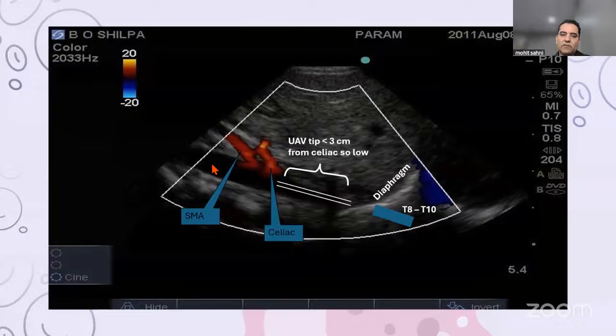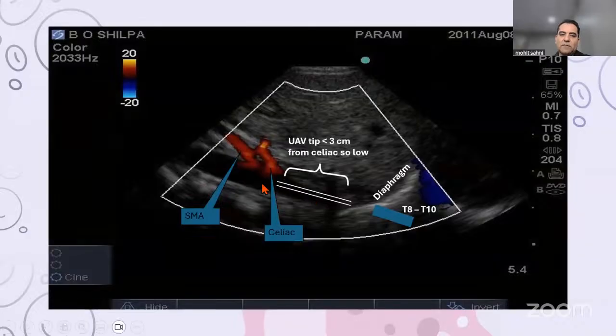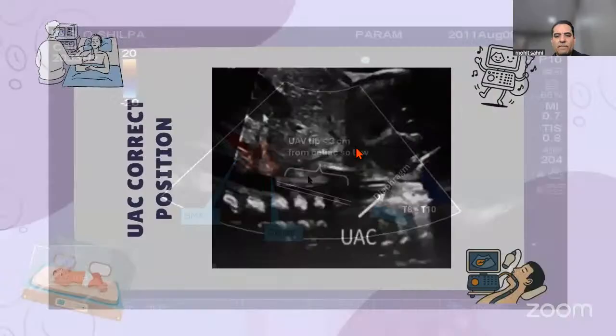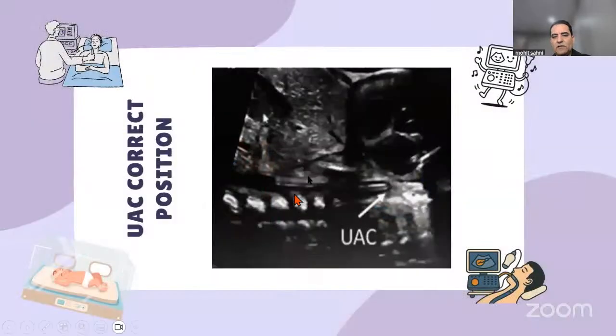This is the abdominal aorta, celiac and SMA. We take a distance from here till this tip. If this distance is between 3 to 5, then it is ideal, T8 to T10. Here you can see the vertebral column, UAC, and here you can see this vessel.